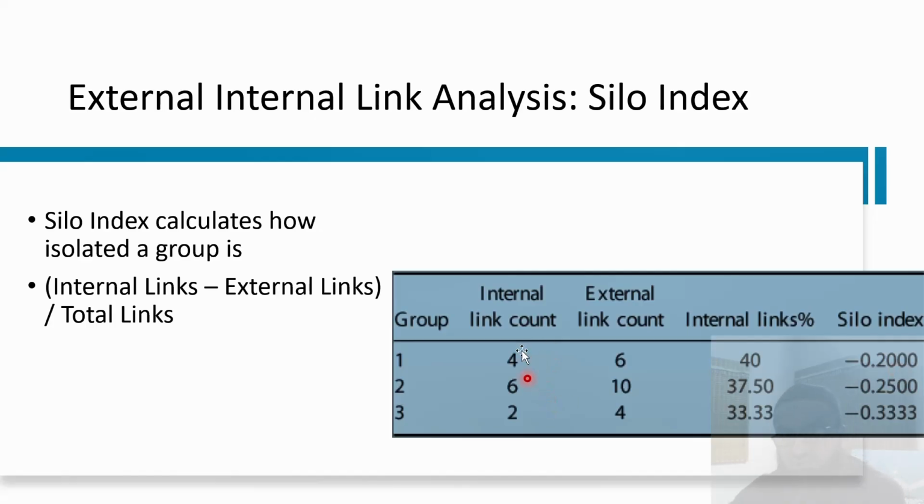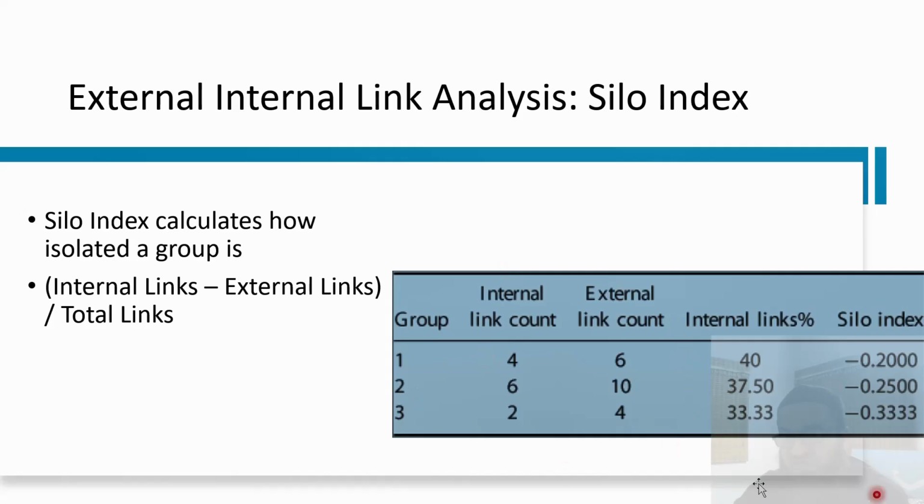So if over here you see the group is more connected externally than internally, right? For group 2, 6 minus 10 is minus 4, divided by total links, 16, so minus 0.25. Again, you see this particular group, group 2, has 10 links outside the group and 6 links within the group, and the other has 2 links within the group and 4 links outside the group.